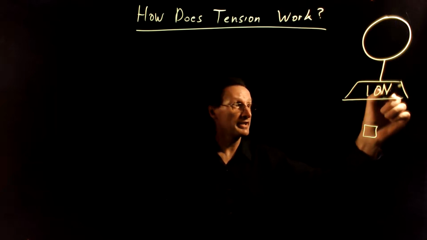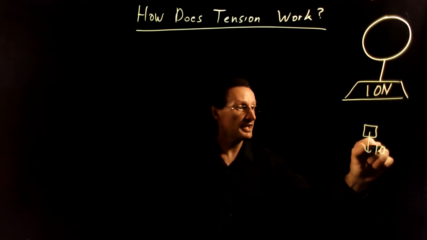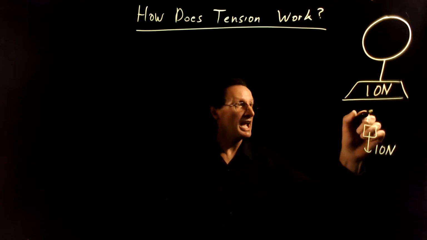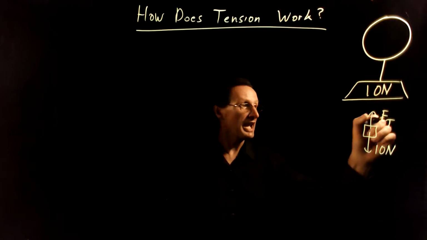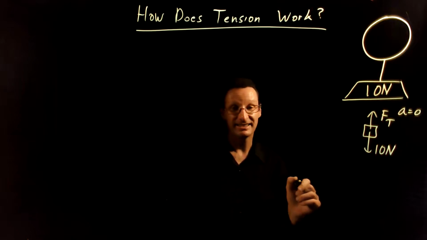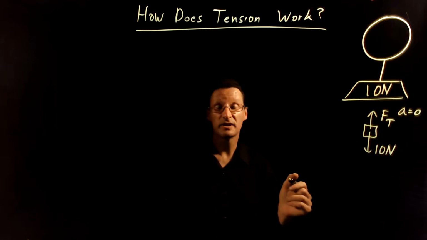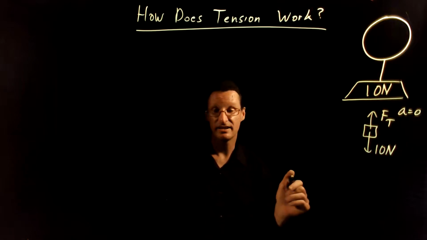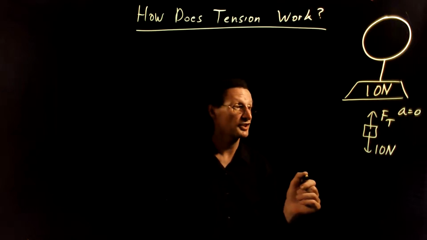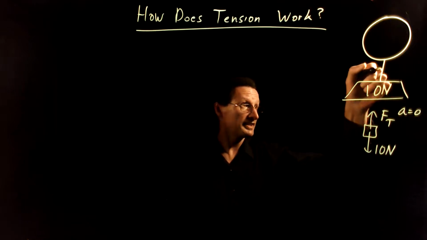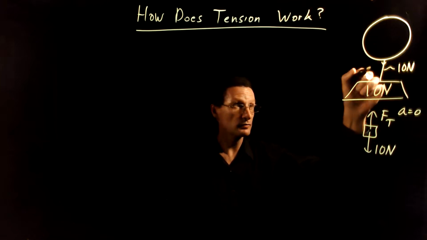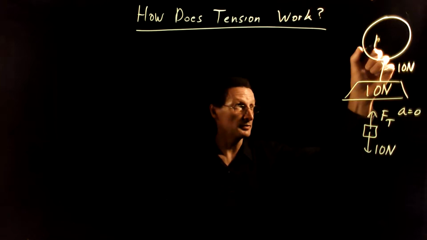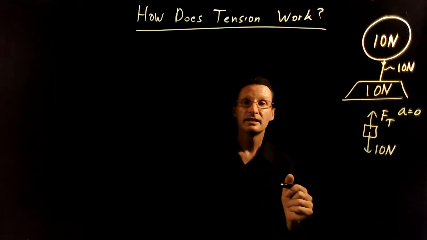Well, if I draw a free body diagram for this mass, there's going to be a 10 newton weight down, and then this is attached to a rope, so there's going to be a tension up. And if the acceleration of this mass is 0, then the tension is going to be equal in magnitude to the 10 newtons, so that the sum of the forces is 0. And so the tension in this rope is 10 newtons, and therefore this rope pulls on the scale with 10 newtons. Okay. Let's do another example.